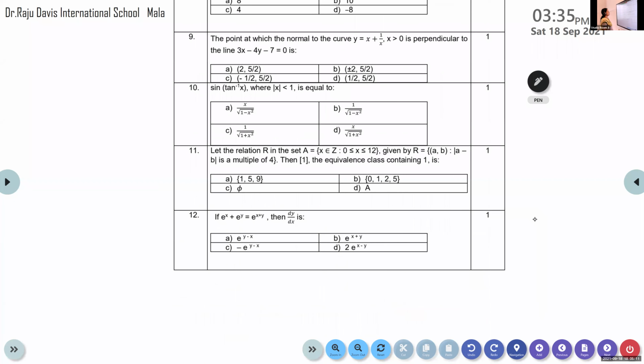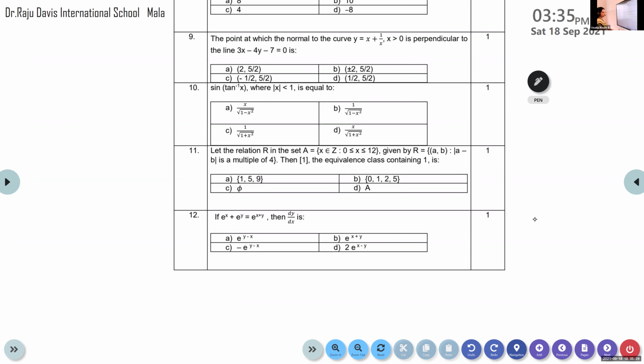Question. A is equal to the set of all x belongs to Z where 0 is less than or equal to x less than or equal to 12. R is equal to the set of all ordered pairs (a, b) where modulus of a minus b is a multiple of 4. Then the equivalence class of 1 is?